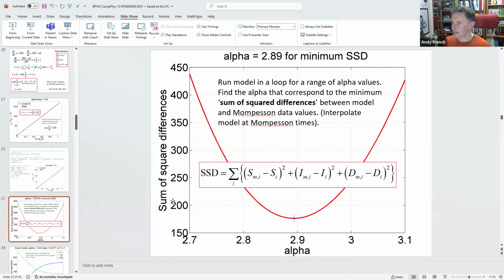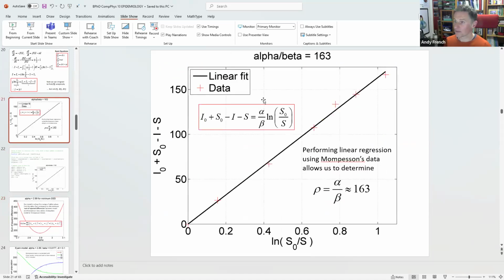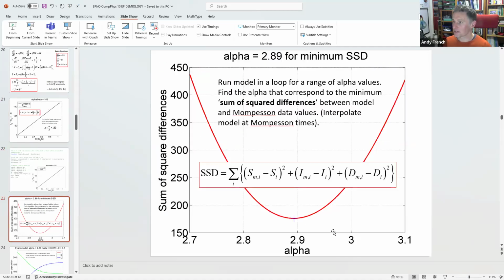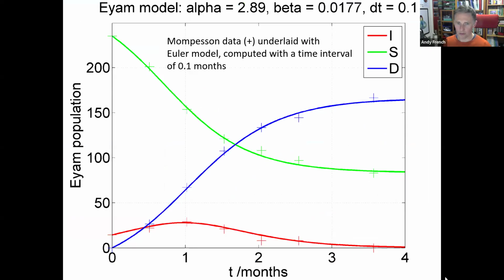So there we go. That's a really general purpose solving method, which is using lines of best fit to find alpha over beta based on this analytical relationship between I and S, and a general purpose model where we can look at the sum of the square differences. If you put that together, this is the optimum: alpha is 2.89 and beta is 0.0177. And I did that as a model with 0.1 months.